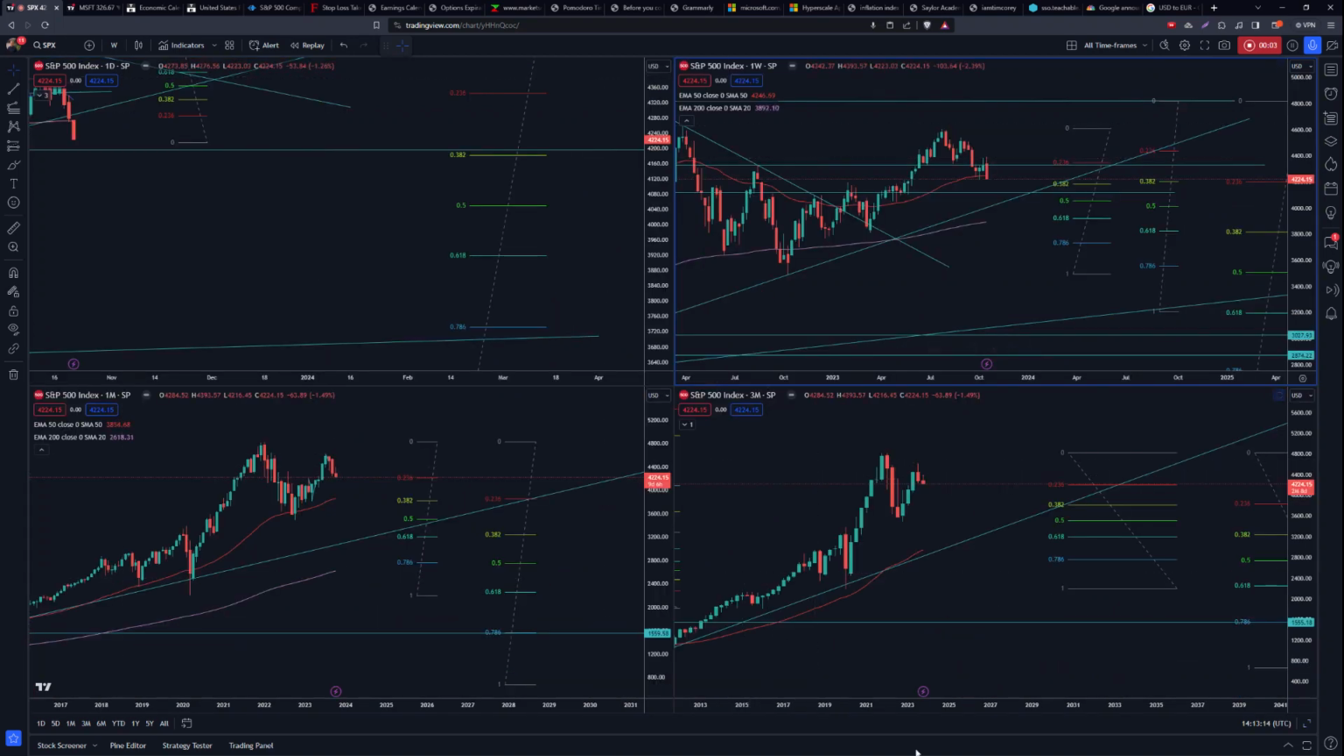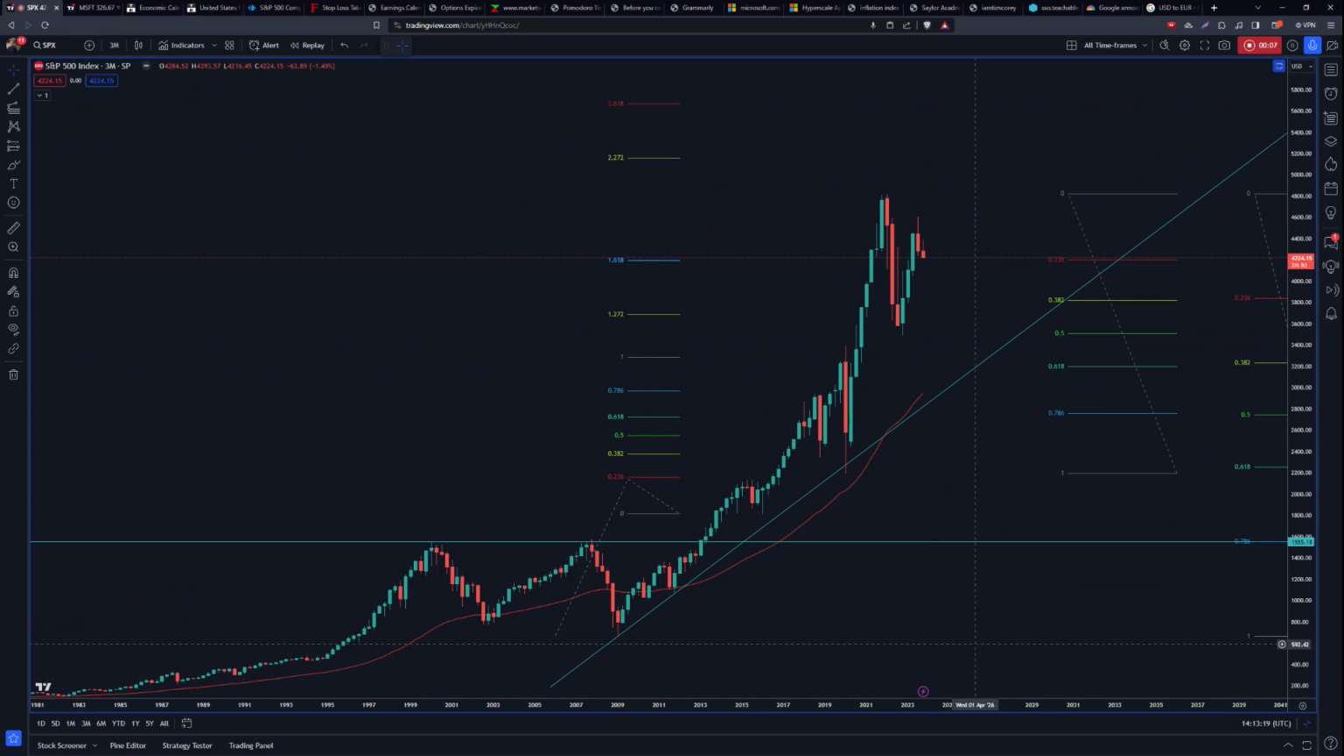Let's have a look at the S&P 500 and what we see on the chart. Let me start first from the quarterly chart. As we can see, back in 2009, when we had this bearish price action, eventually we did have a breakout and the beginning of the new bullish trend.